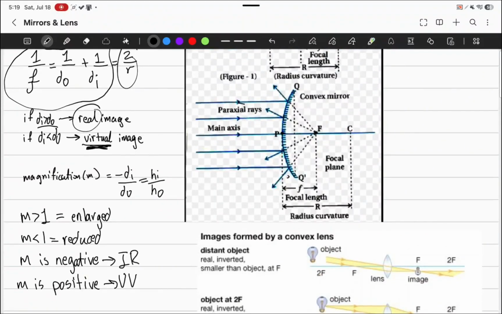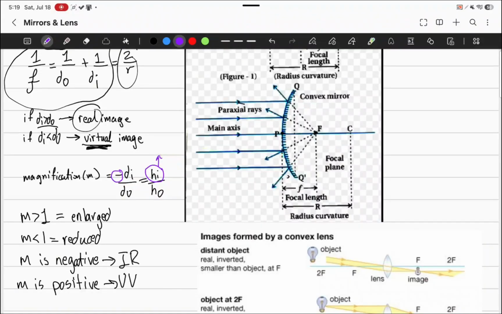Another important formula to know is the magnification formula. It's equal to negative di over do, and that's equal to hi over ho. Now you might be wondering, there's a negative at the di over do, but there's no negative at the hi over ho. This is because hi, if it was negative, would have its sign there. But di, even if it was on one side or the other, would always be positive because that's distance.